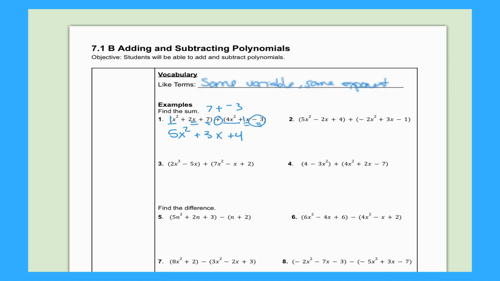And then just a reminder, we're talking about degrees. This is a second degree, so it's a quadratic. It's got 3 terms. It's a quadratic trinomial. And the leading coefficient would be 5.